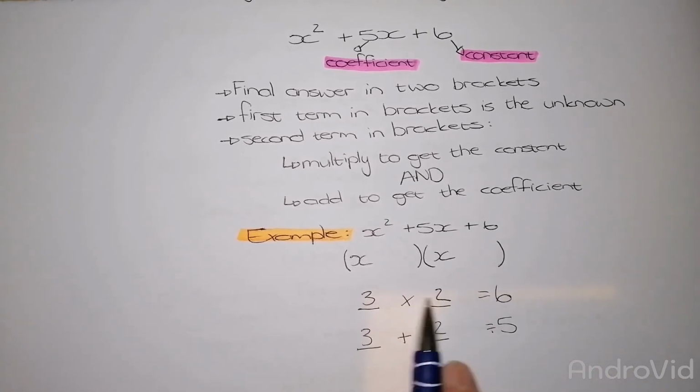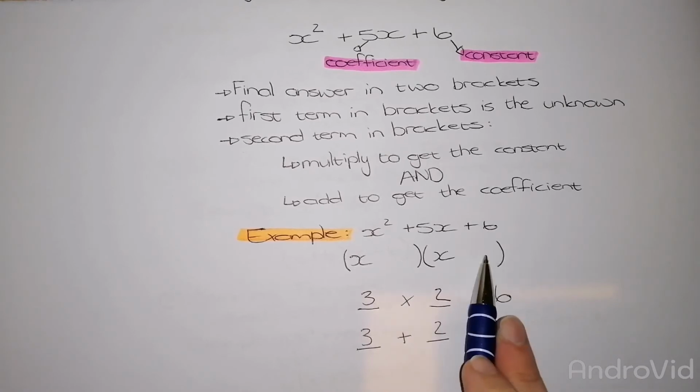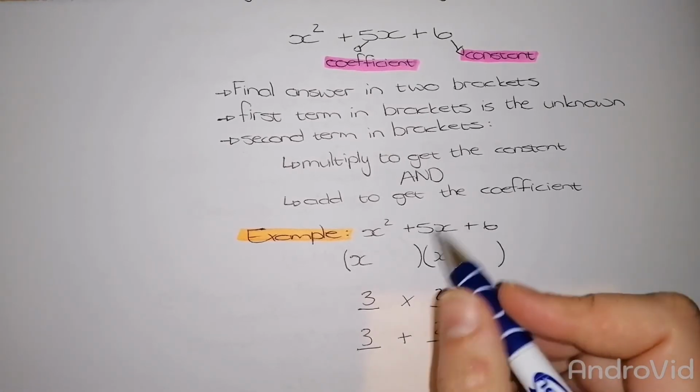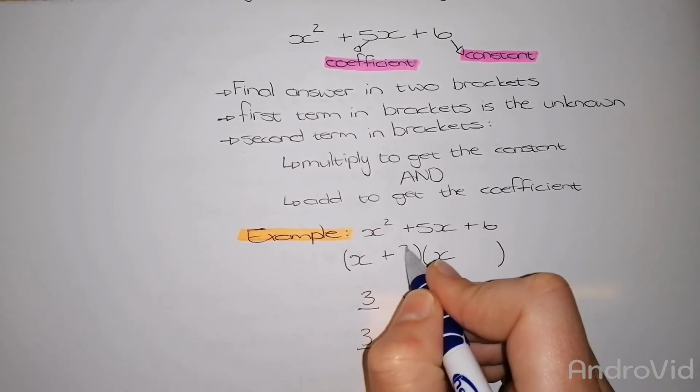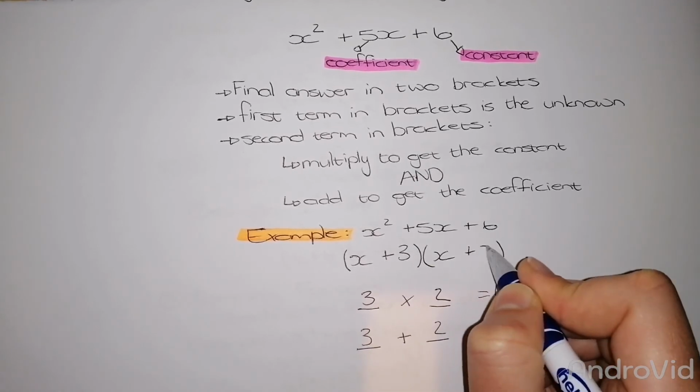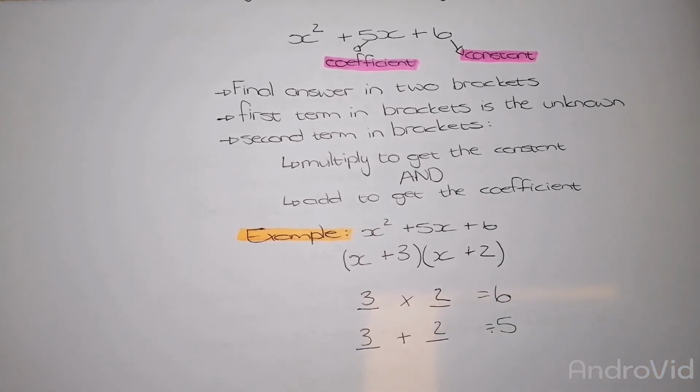Now I know that 3 and 2 will be the numbers I put in there. So I'm going to put a plus 3 and a plus 2. And that is how we factorize quadratic equations.